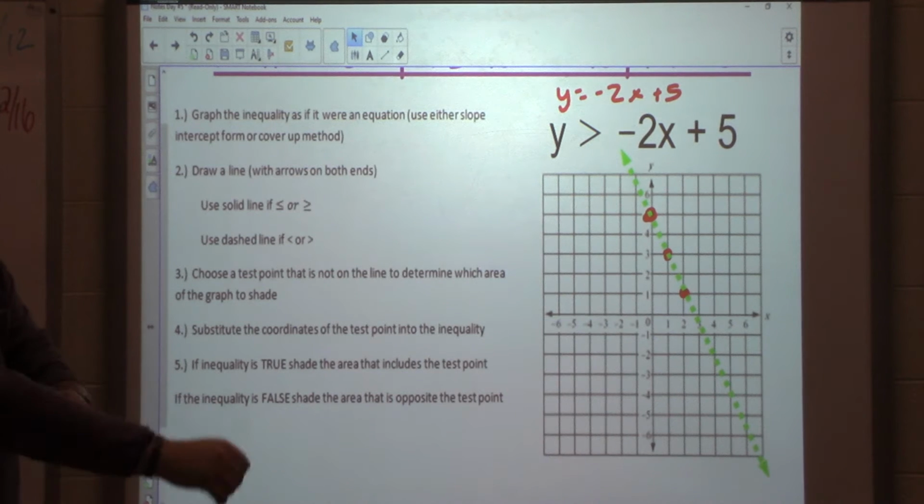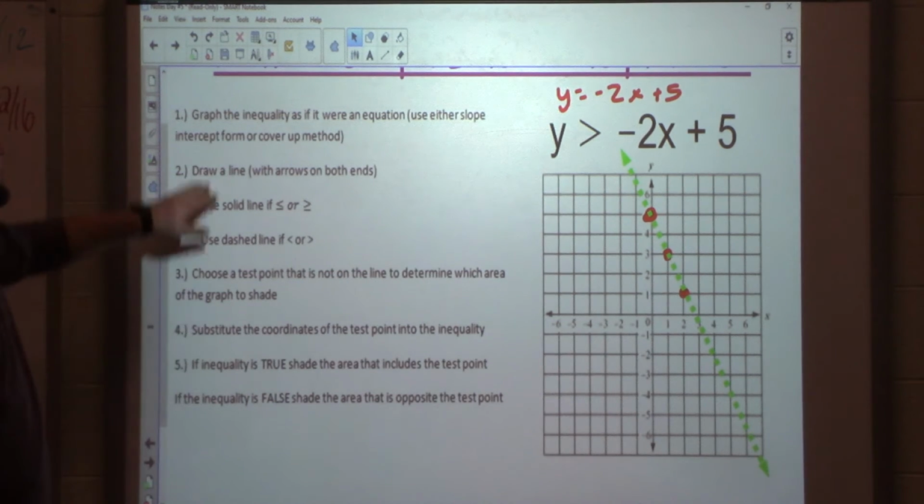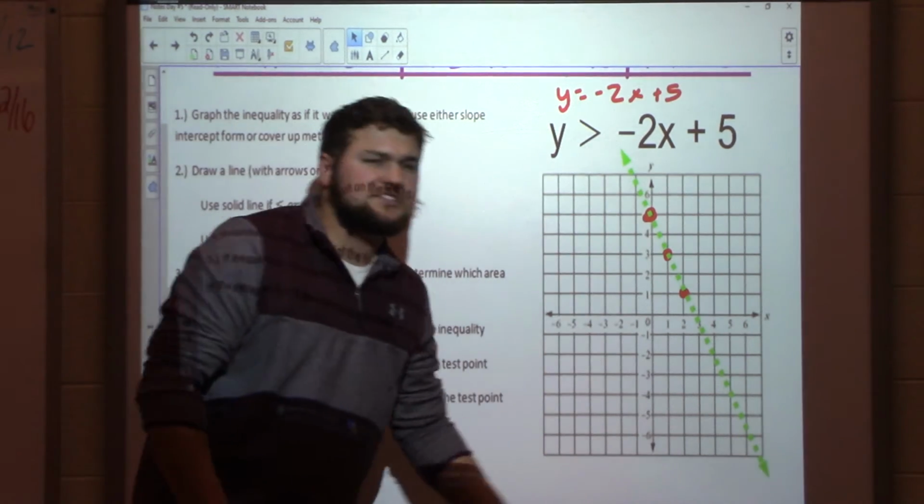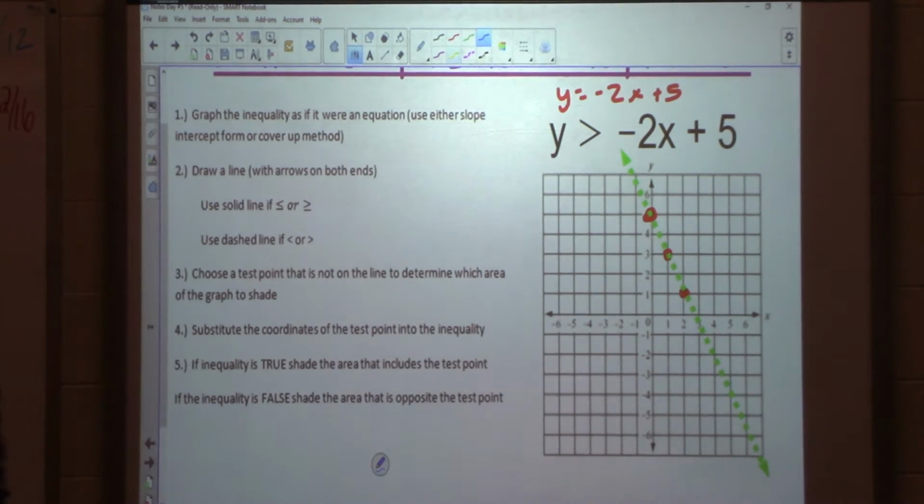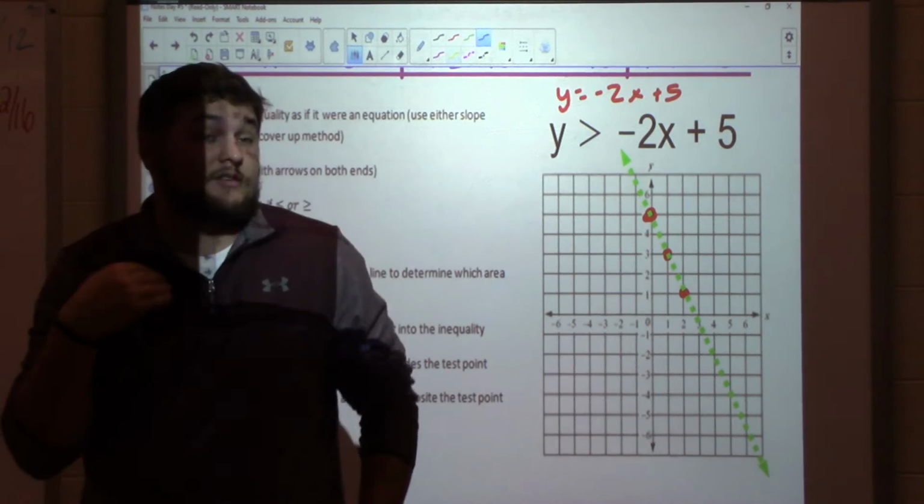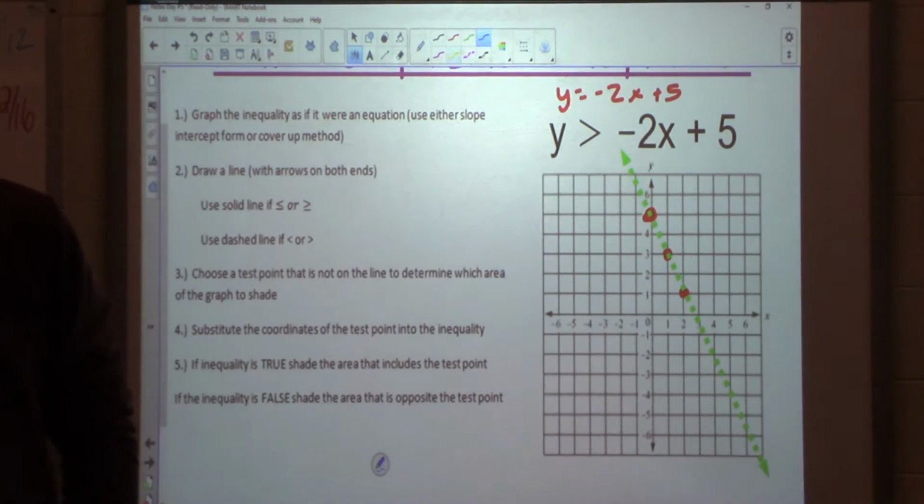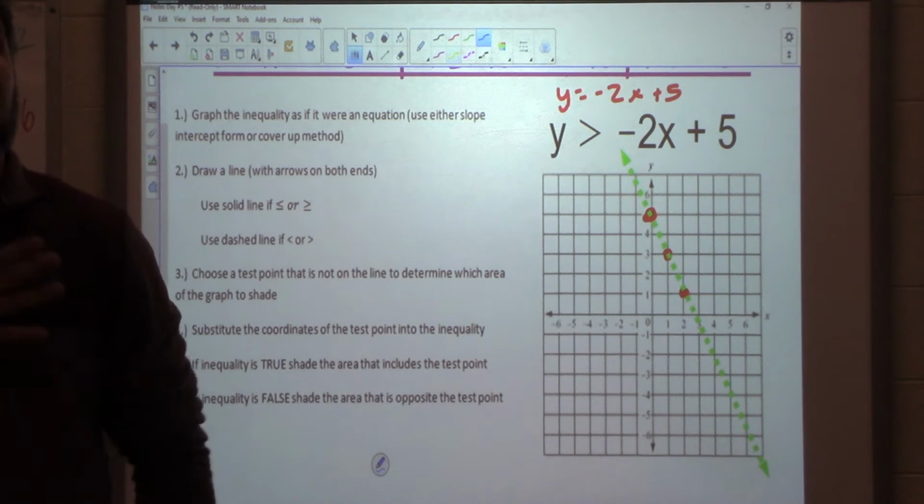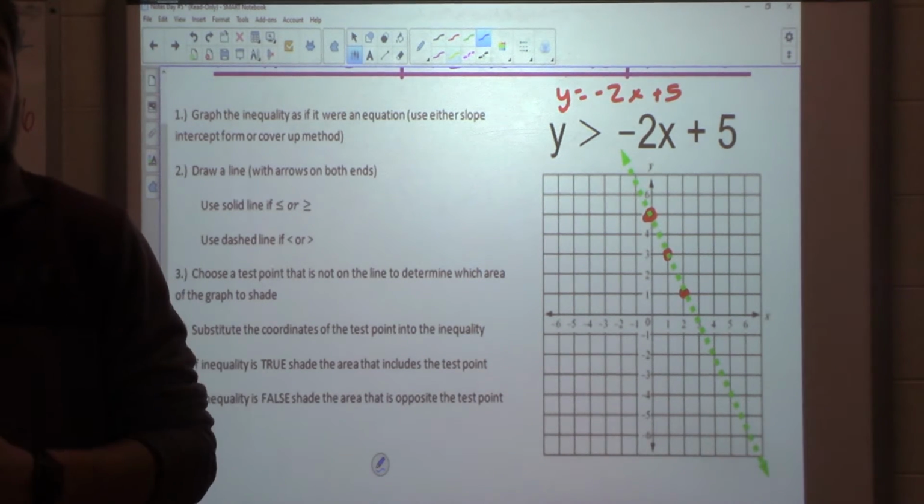Alright, that's the first two steps. Graphing it as if it was an equation and drawing a line. The third step is to take a test point. Now I know some of you do the trick where you determine which way the thing goes, right? I don't know how to do that. I was never taught that. If it works for you and you know how to do it, go ahead and do that. But I'm going to show you the way that I was taught and the way that we've been teaching everybody.